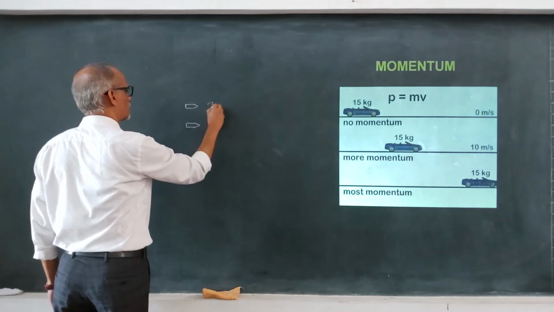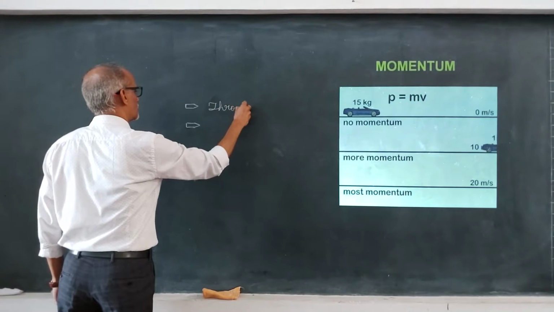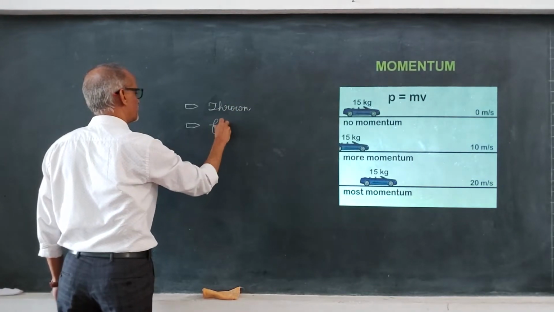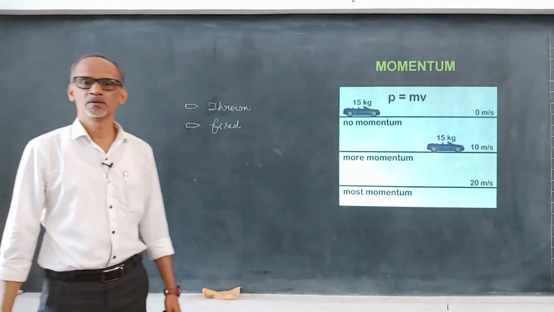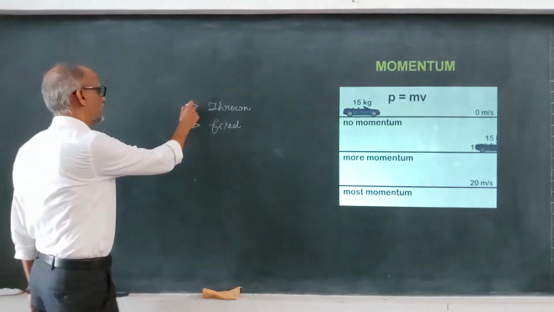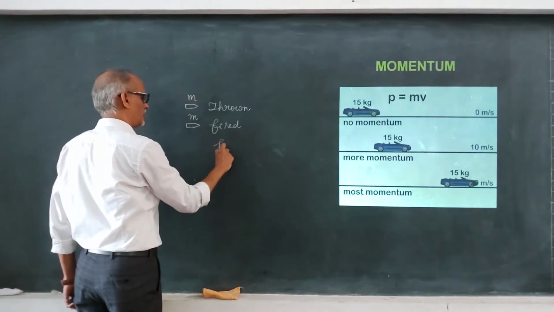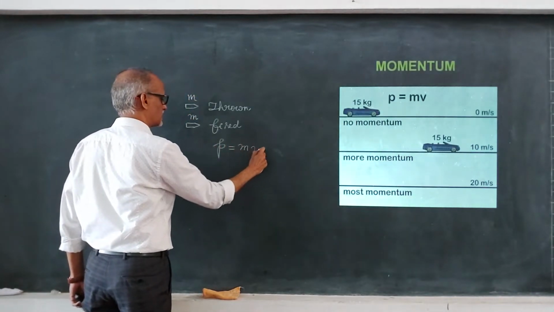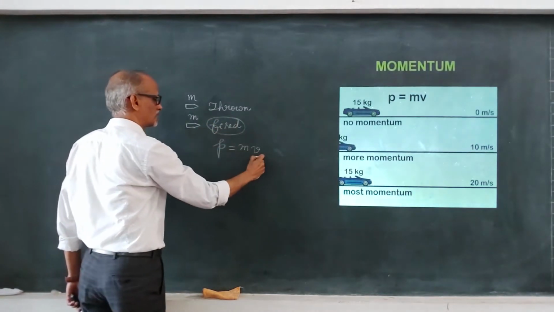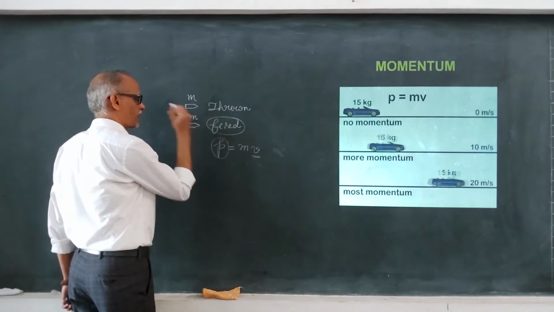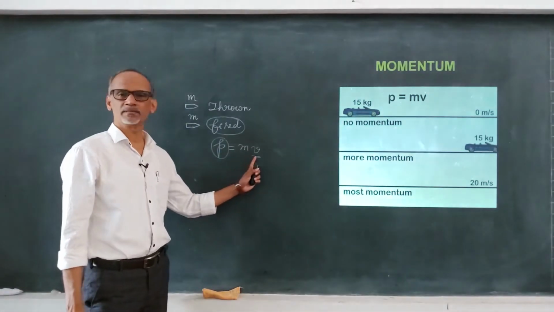One is thrown, the other is fired from the gun. Now, which has more momentum? They are identical, so mass is the same. Momentum is the product of mass and velocity. The one which is fired from the gun has more velocity. That's why it has more momentum. So, in this illustration, same mass but different velocity.